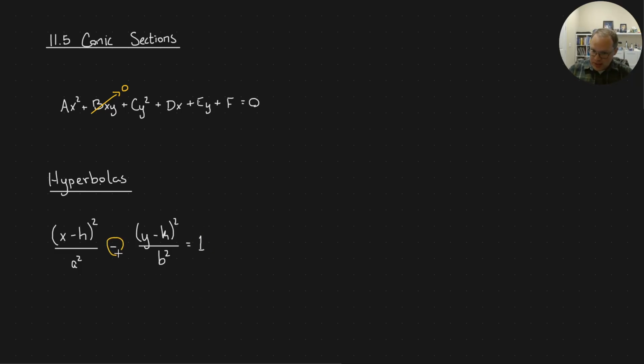We know it's a hyperbola because of the minus in the middle, right? The term with the x squared and the term with the y squared will have different signs. Okay, but we are shifting because of the minus h and the minus k. That shifts the graph over h units to the right, k units up, making the center of the hyperbola (h, k).